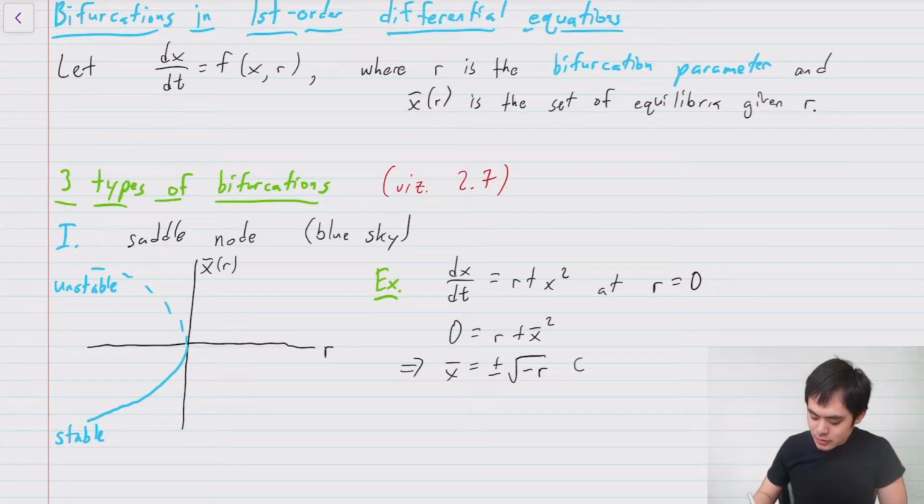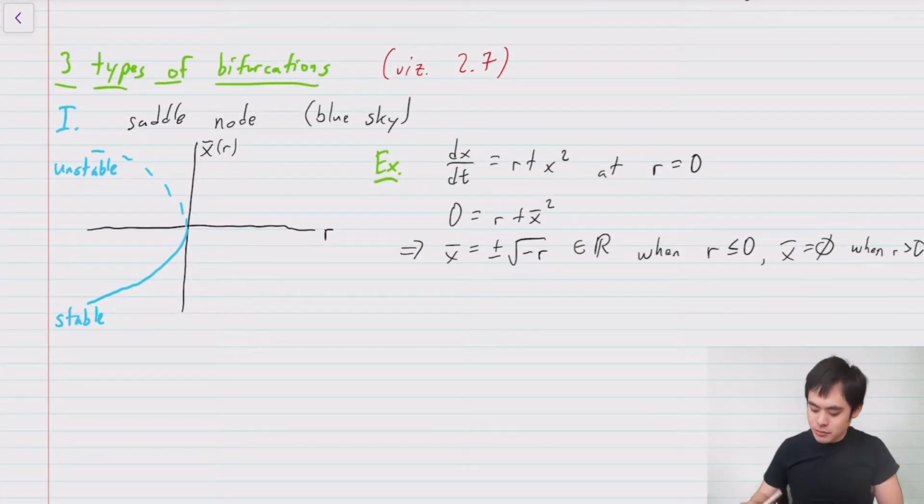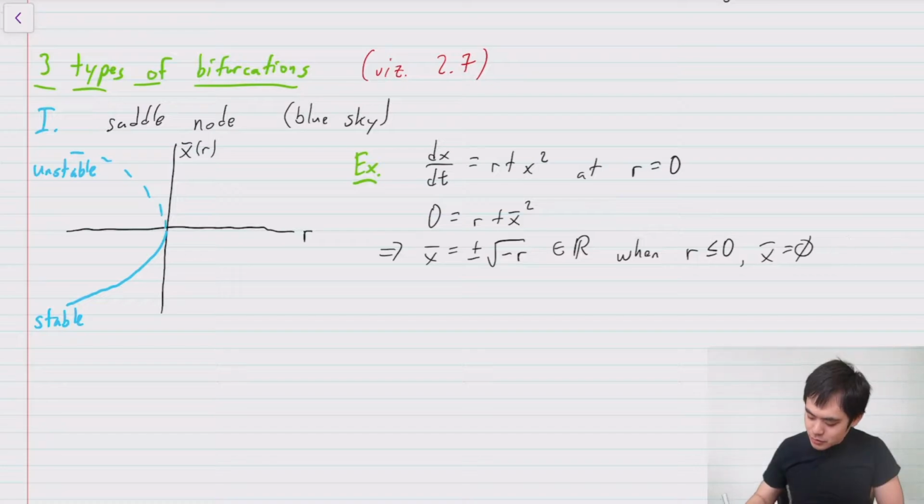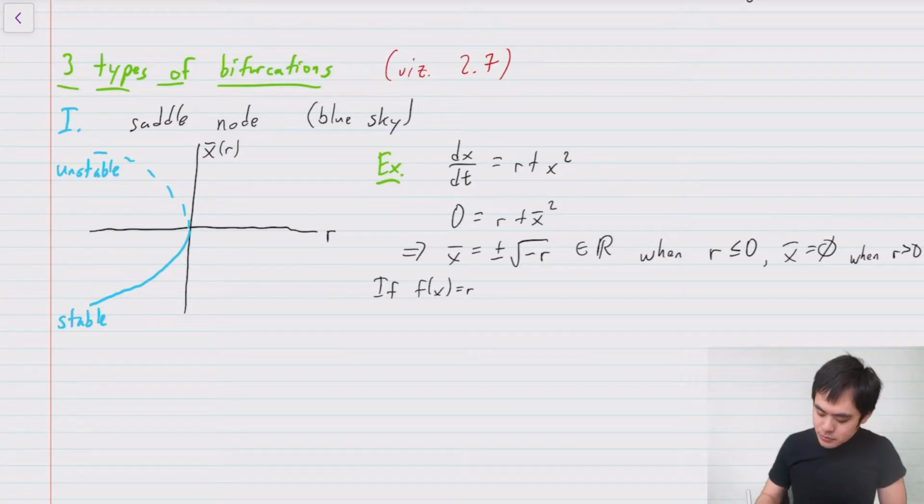Which is real when r is less than or equal to 0, and x bar is equal to the empty set when r is greater than 0. Oh, sorry, you can't read that. Let me rewrite this just to make it a little bit more clear. When r is greater than 0. Okay. And therefore, we also know that if f of x is equal to r, let's call this f of x, r.